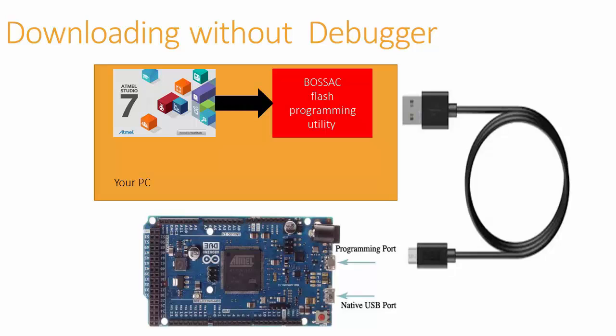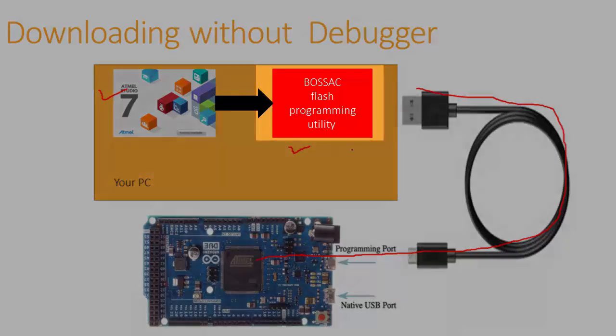Now we have generated a binary for our code using Atmel Studio, isn't it? That's great. But how do we flash that code from Atmel Studio to the board? You need another software component for that, called the Bossac Flash Programming Utility. You have to install this utility, and you have to somehow make your Atmel Studio talk to the Flash Programming Utility, so that it can download the code over your programming port to the Flash.